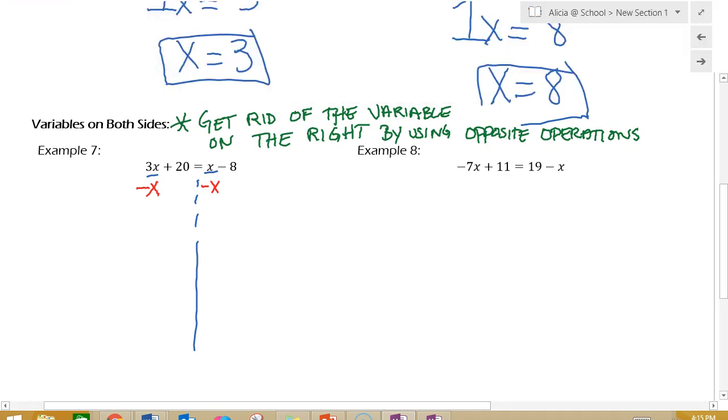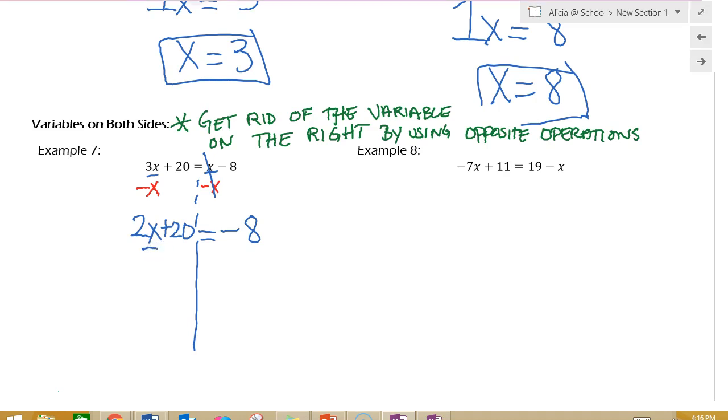Alright, so simplify this. 3x minus x is 2x. I still have my plus 20 there. Bring over my equal sign. X minus x is 0, but I do still have a negative 8. So now that gives me my one variable on the left side, but I still need to isolate it. And again, going back to addition and subtraction, I have to move over that 20 to the right side. Since I'm adding 20, I'm going to subtract 20. Because whatever I do to one side, I have to do to the other side.